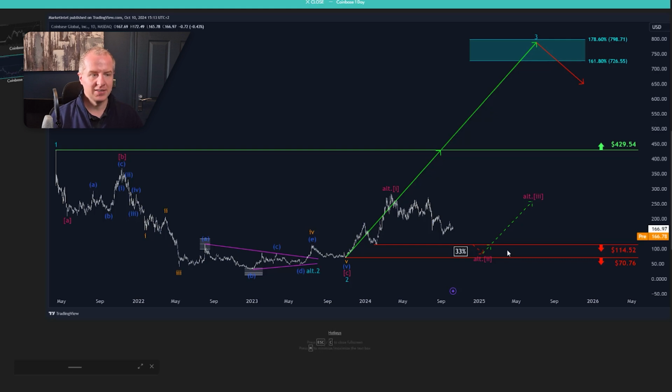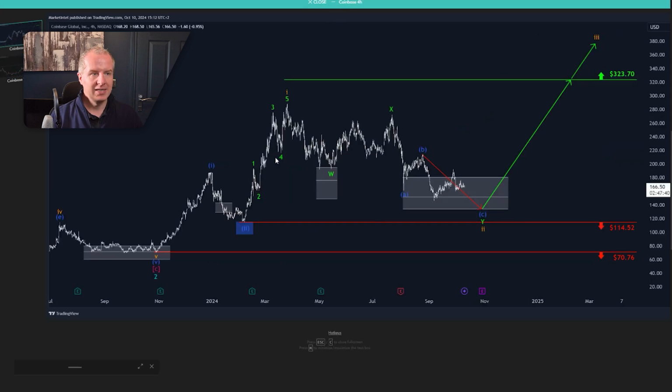I mentioned the key levels. Now let's take a look at the 4-hour chart. Here you can see that we're interpreting the move up from the October low last year as a bullish 1-2 setup. Why is this important? Because it allows for a bullish projection from here as long as we're holding that $114.52 level.